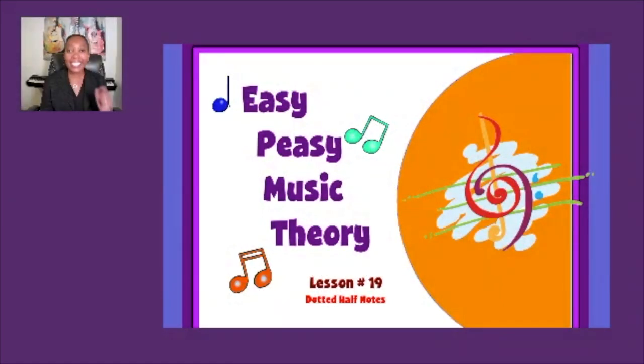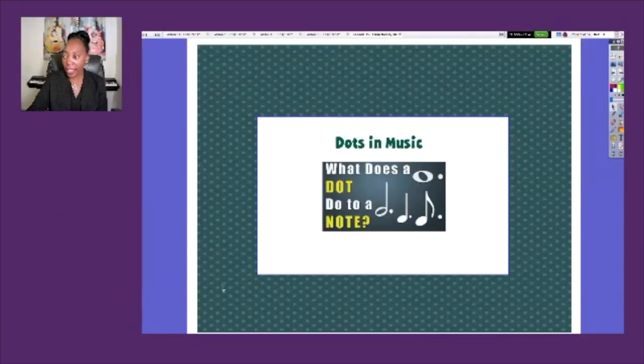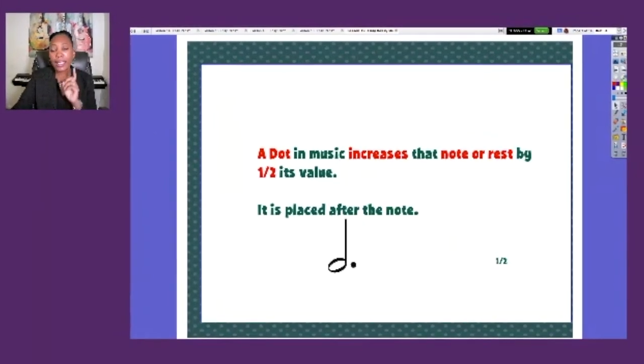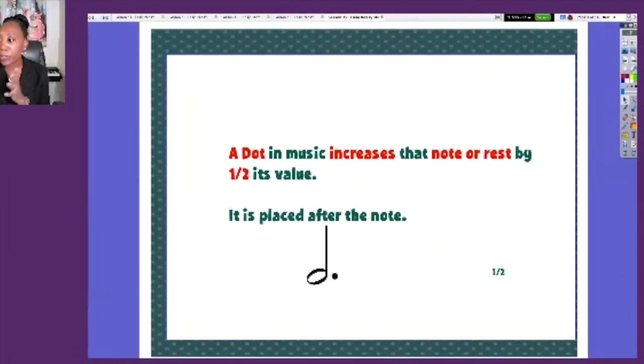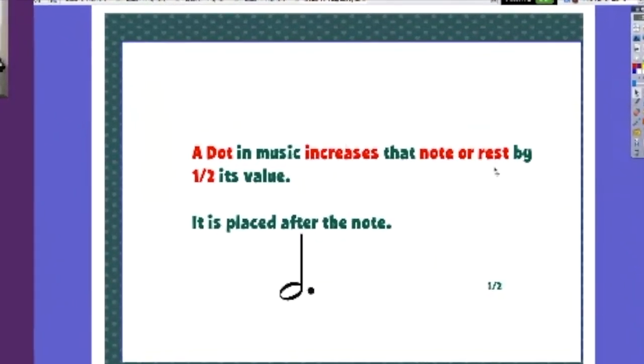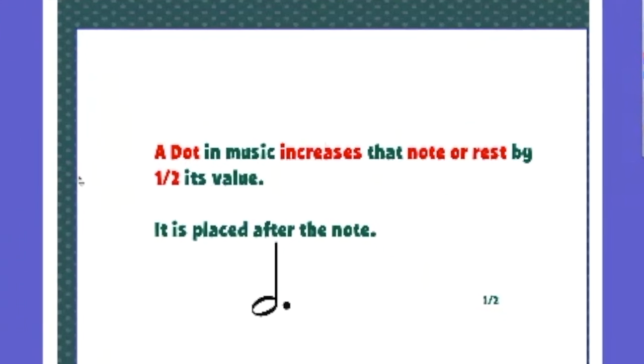All right, congratulations. Wow, you are moving along so nicely. We are up to lesson 19. Can you believe it? Today we're talking about the dotted half note. We're talking about dots in music. And what does a dot do to a note? Well, let's see. A dot in music increases the note or rest by half of its value.